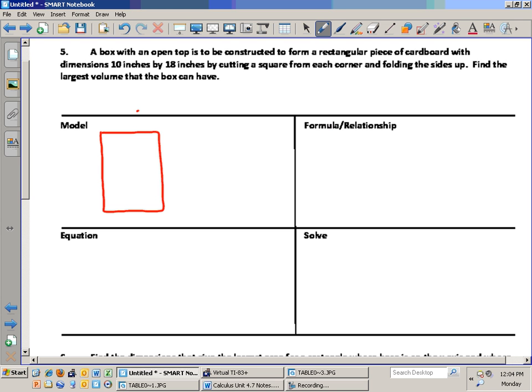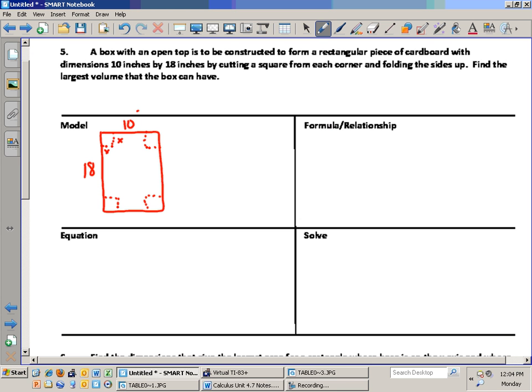So this looks like it's 18 inches long by 10 inches wide. And what do I want to do to this thing? What's the problem asking me to do? Find volume. Well, right now it's just area. How is it creating volume? I'm cutting corners. Square corners, x by x corners. I could just discard those corners, and I'll have 4 sides that will be folded up, and then they will make a box.